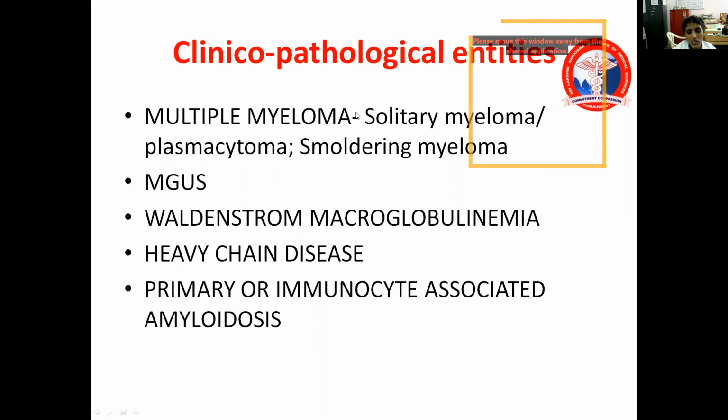As I said, you should know about some of the clinicopathological entities, like multiple myeloma. As the name says, it has multiple lesions. But there is also the terminology solitary myeloma, when it is a single lesion, which is also known as plasmacytoma, and there is something called smoldering myeloma as well. The second terminology is MGUS, which is monoclonal gammopathy of undetermined significance. We'll see one by one what it is. The third most important clinical entity is Waldenstrom's macroglobulinemia. Then comes heavy chain disease, and finally primary or immunocyte-associated amyloidosis.